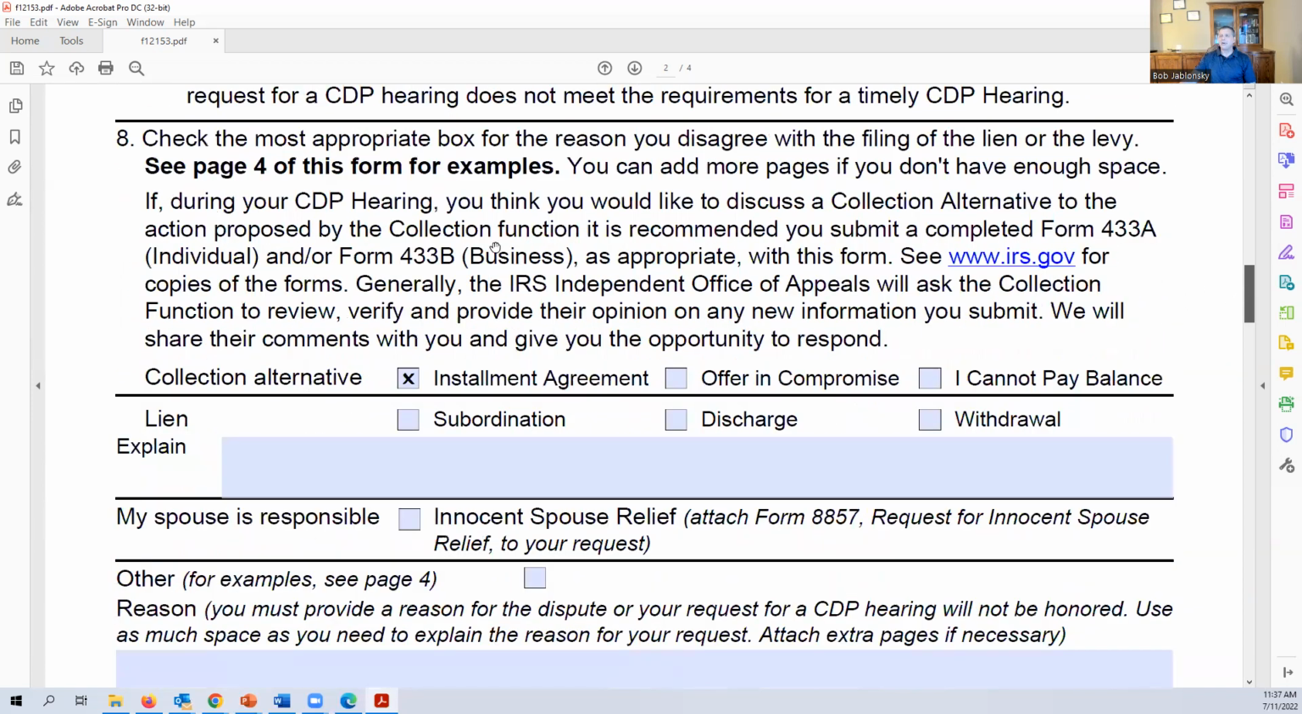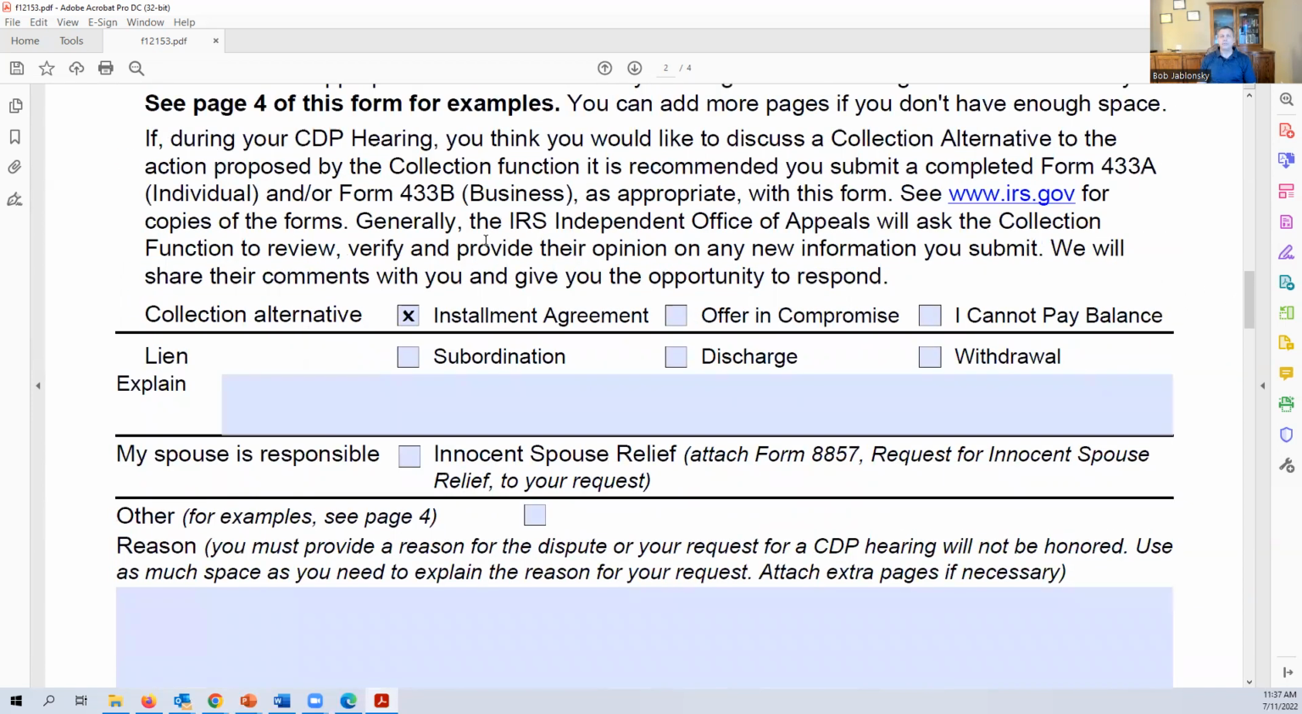The next thing is, what do I want to do to address this issue? I don't want the IRS to levy me, but I need to deal with it. The three methods that come up here are installment agreement, offer in compromise, and I cannot pay balance. Well, let's say you have no idea. You haven't even filed all your returns yet to understand what you would qualify for. Well, maybe you're going to check all of the boxes. Sometimes the IRS doesn't like that, but sometimes it's the best answer for where you're at right now.